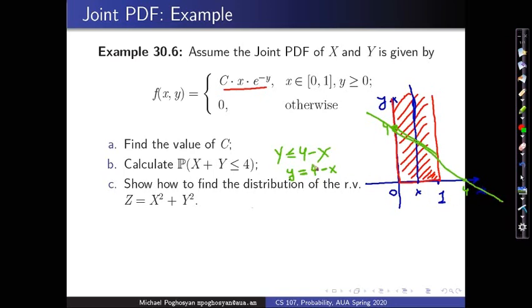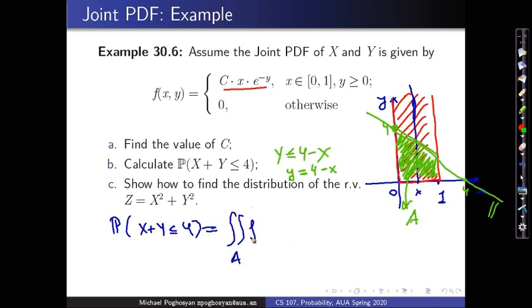Because we have y is less or equal than 4 minus x, I have the lower part of this, so the points under this line, and we are intersecting that with our support and we are getting this portion. So this is our a, and the probability that x plus y is less or equal than 4 is exactly equal to the double integral over a of our f dx dy. And now I am describing that a in terms of iterated integrals.